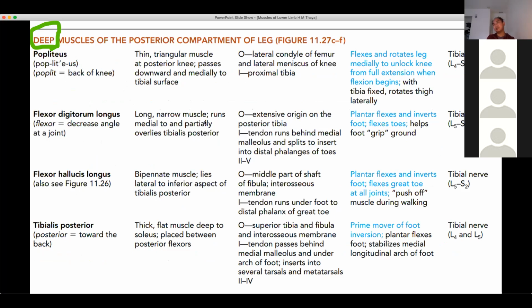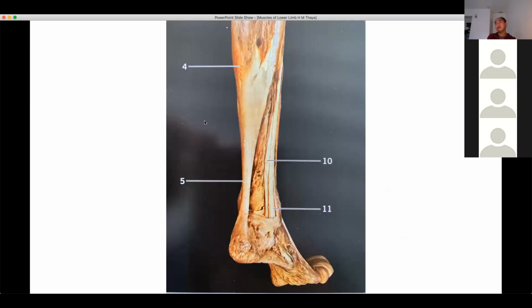Popliteus is the deep group. Okay, before you leave, let me speak about the lateral aspect, or lateral group, or the peroneal group. The peroneal group has only two muscles. They are peroneus longus and peroneus brevis.